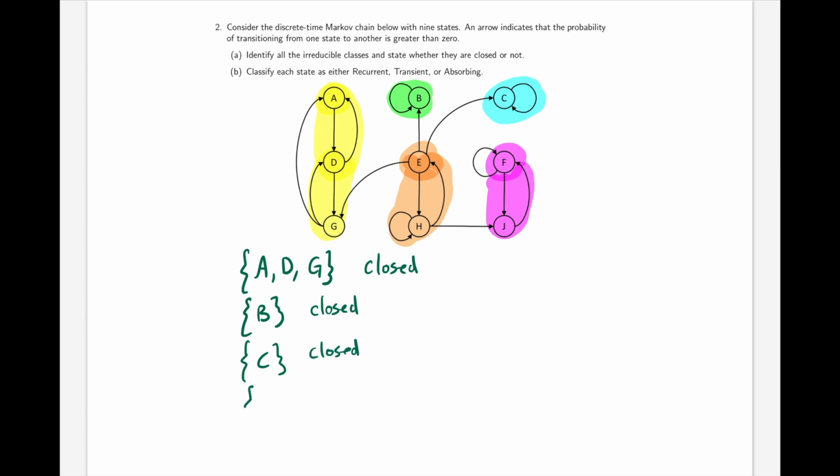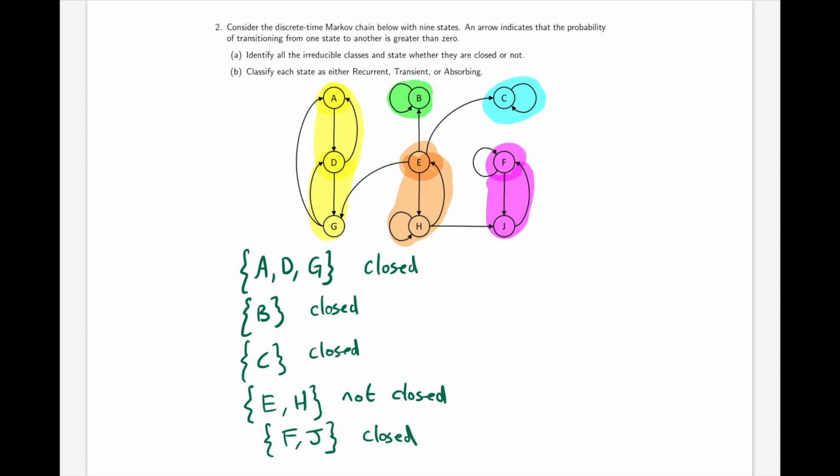Now let's look at the set E, H. Now for this irreducible class, we can reach state G, B, C, and J from this irreducible class, so this is not closed. And finally, F, J, this is going to be a closed irreducible class. We cannot reach any other state.